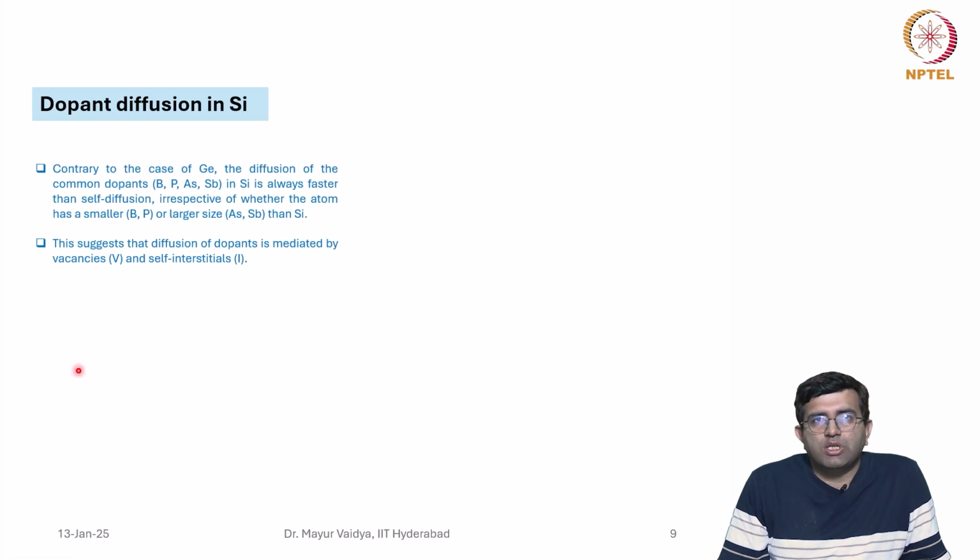About dopant diffusion in silicon, contrary to the case of germanium, the diffusion of common dopants, boron, phosphorus, arsenic, antimony, so that means group 3 as well as group 5, in silicon is always faster than the self-diffusion, irrespective of whether the atom has a smaller or a larger size than silicon. So, all types of dopants usually have a faster diffusivity than the self-diffusion of silicon. This suggests that the diffusion of dopants is mediated by both vacancies and self-interstitials.